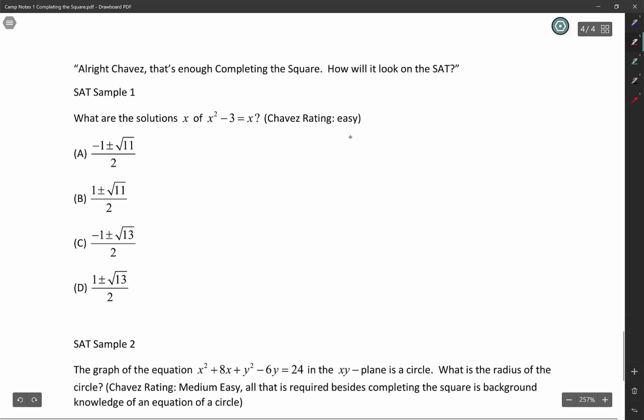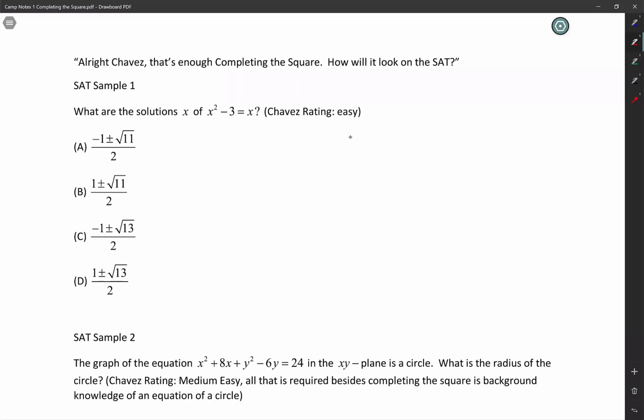So I saw this one, and you could actually do this one with the quadratic formula or completing the square. It takes about the same process for both, so it doesn't really matter. So here we go. What are the solutions for x for x squared minus 3 equals x? So you've got to recognize it. Oh, it's a quadratic. You don't have a calculator on this, so you can't just type this into y1 and then y2. That would be a good idea if you had a calculator, but in this question you don't.